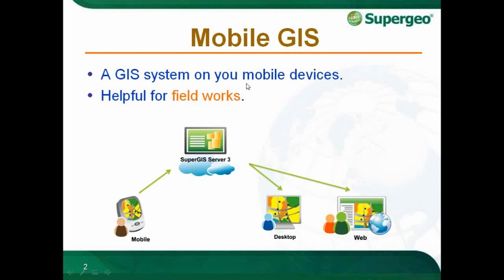Okay, so what is a mobile GIS system? It is a GIS system on your mobile devices, and you can bring the mobile devices to the fields for your field work, and you can collect data, and then you can synchronize the data to the SuperGIS server so that people in the office can see the data whether they are using SuperGIS desktop or web browsers. So it is very helpful for your field works.